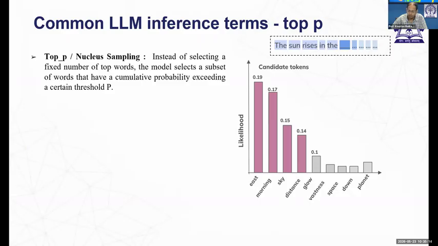This nucleus sampling says that instead of selecting a fixed number of top words, the model selects a subset of words that have a cumulative probability exceeding a certain threshold p. For example, I am taking the same example, the sun rises in the, and I have to fill in this particular blank. How can I do that? This is basically my probability distribution of the next token. East is getting the highest probability, 0.19, morning 0.17, sky 0.15, distance 0.14, and the same way for the last part. But now the question is, I can specify a cumulative probability.